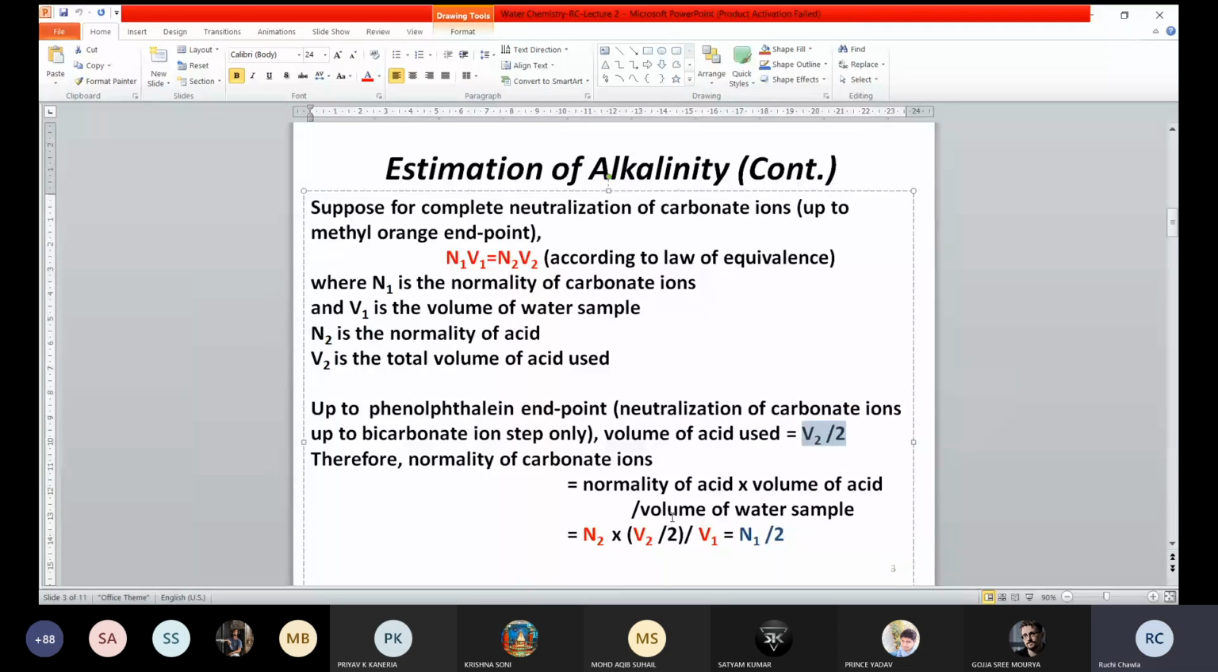taken with the help of a pipette. You pipette out a specific volume, so that remains the same in a general experimental procedure. The volume of water sample remains the same for both the steps, phenolphthalein endpoint and methyl orange endpoint. So again, it is going to be V1 as it was used above. So now compare this equation with the equation above. Will you get it as N1 by 2?